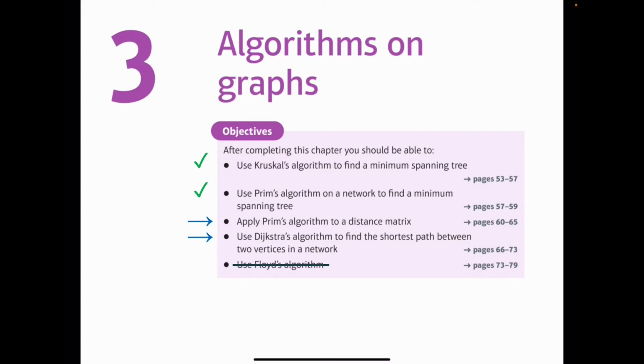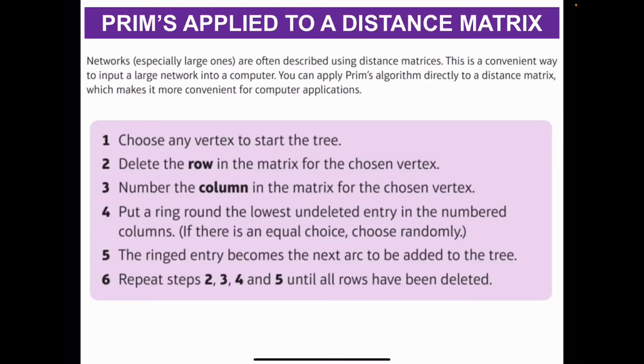So let's start with Prim's algorithm applied to a distance matrix. It is very useful to be aware of this option, because when you have a large network with many vertices, you can use the distance matrix to write the information down and feed it to a computer, and the computer can follow the algorithm much quicker and find the solution much quicker as well. So the algorithm works in 6 steps. After you complete and mark every single vertex, you know you are finished.